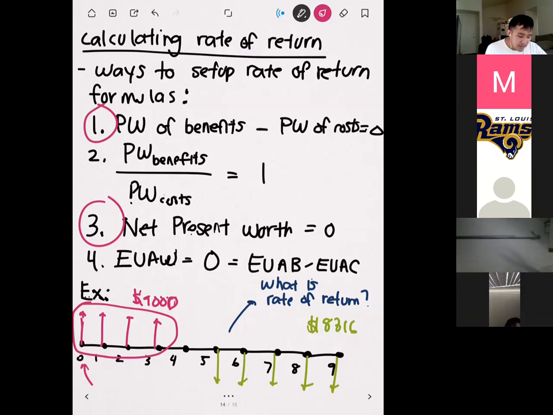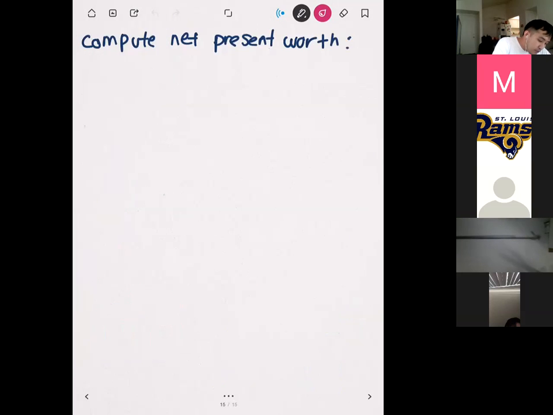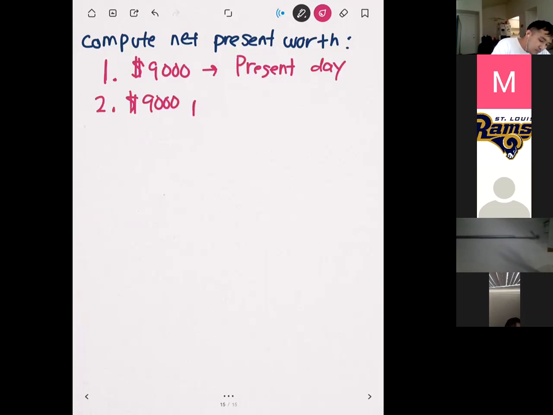And so we actually have to split this 9,000 per year into 2 different cash flows. The first thing we have is a cash flow of 9,000, and this is a present day sum because it occurs on year 0. The second part we're going to break this down into is $9,000 per year for years 1, 2, and 3.